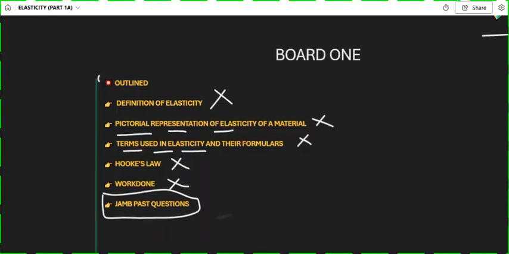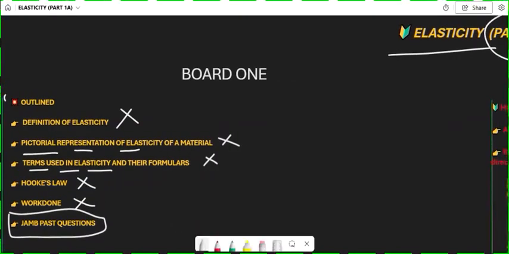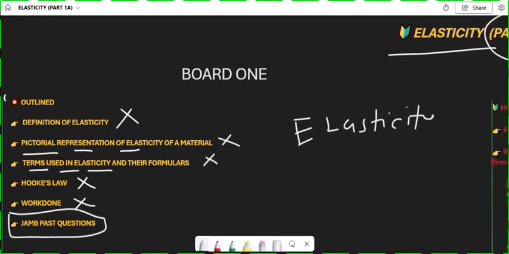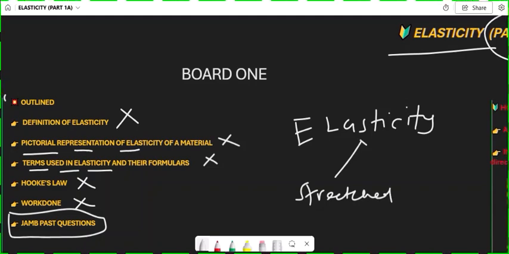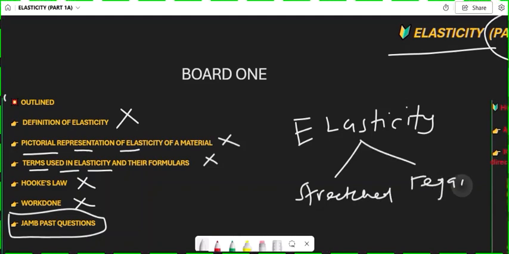Now, before we start, what do you understand by the word elastic or elasticity? When you hear the word elasticity, what comes to your mind? It means the ability of a material to be stretched, and when stretched, it can also regain back its shape. That's all about what we refer to as an elastic material. So any material capable of stretching, and when you stretch it, it can regain back its shape, is referred to as elastic material. And that's how we derive our elasticity.